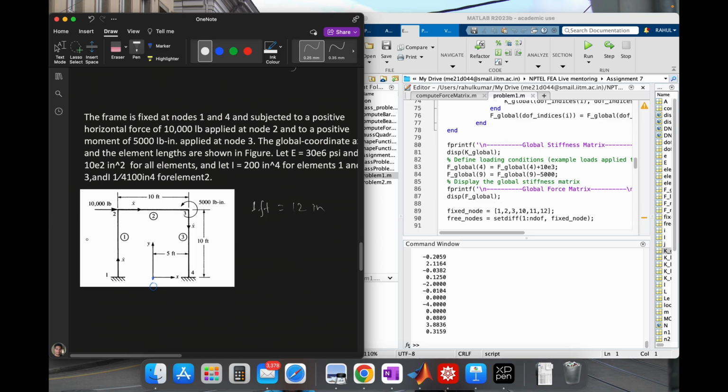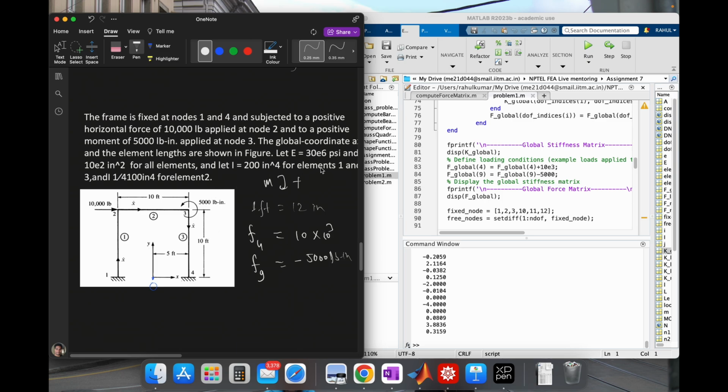So here we need to write F4 equal to 10 times 10 to the power 3, so that's why I have written 10e3. Similarly, for 1 2 3 4 5 6 7 8 9, the ninth one: since we are taking the moment in this direction as positive, but the applied moment is in this direction, we need to use minus 5000. Okay, minus 5000 lb-inch.